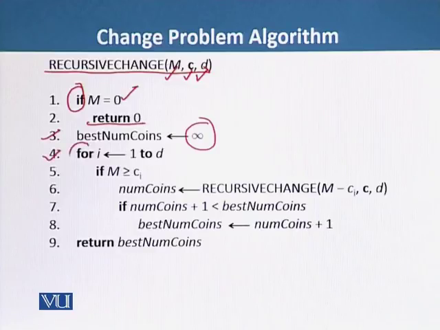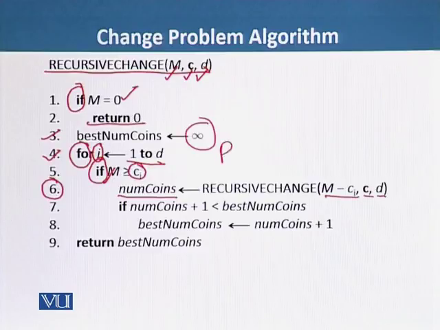And in the fourth step, a for loop will apply, and we will assign the value of 1 to i. So it means that the value will start from 1 and it will go up to the value of D, meaning the maximum number of coins. The fifth step is an if condition: if M, the change we want to return, is greater than or equal to C1, the first coin, then we will get the number of coins, and we will assign it the value RecursiveChange(M minus C_i, c, D). So this step is a recursive call.